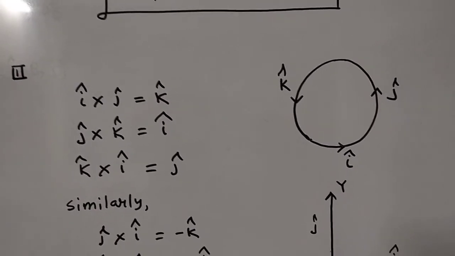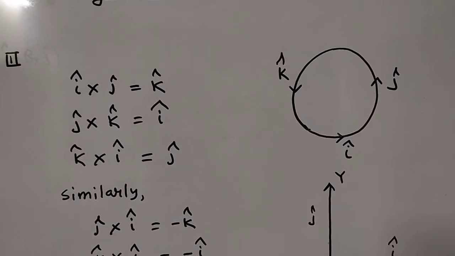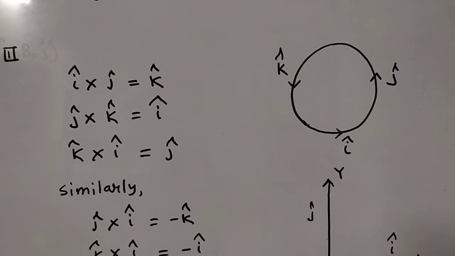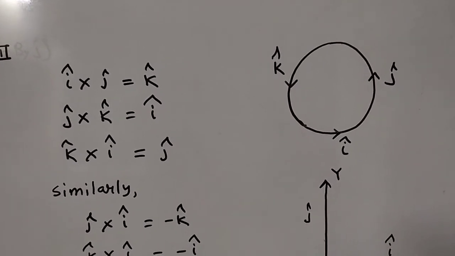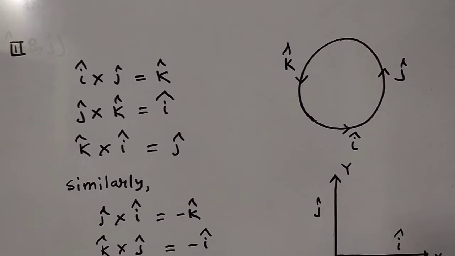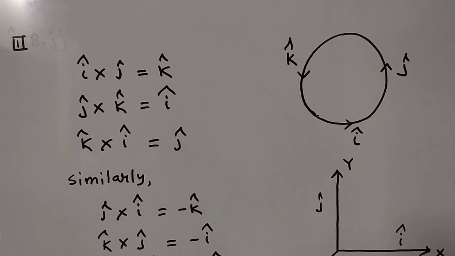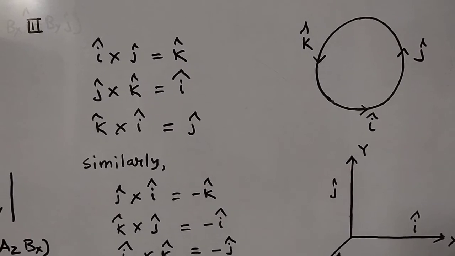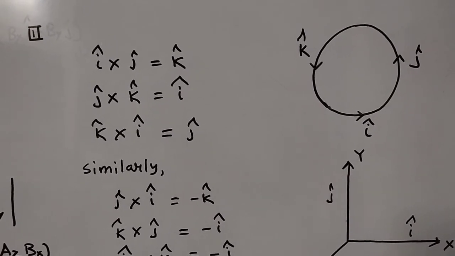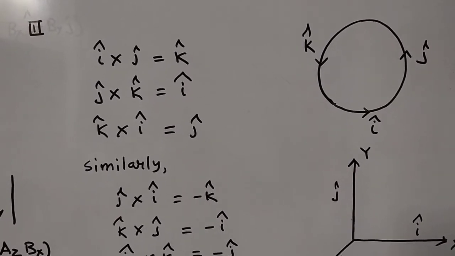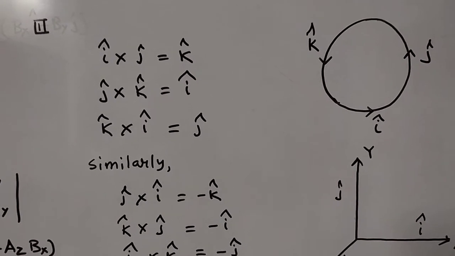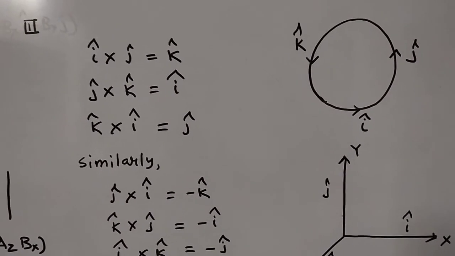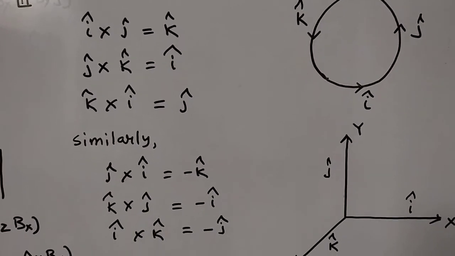Now if you go in reverse direction, initially it is i cap then j cap, that is, initially x-axis then y-axis. Now if you go in reverse way, j cap cross i cap, then you can prove that it is nothing but minus k cap, because cross product is not commutative. So whenever you change the order of taking the cross product, a negative sign will come out. So if it is k cap cross j cap, the direction is reverse, so you will get i cap, the remaining unit vector, but with the negative sign.